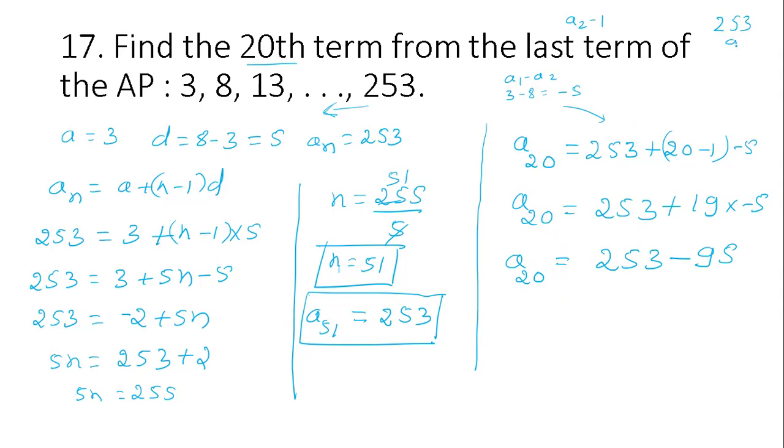253 minus 95: 13 minus 5 is 8, carry 1. 15 minus 10 is 5, carry 1. 158. A20 is equal to 158.